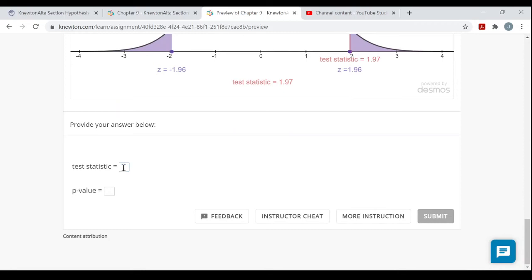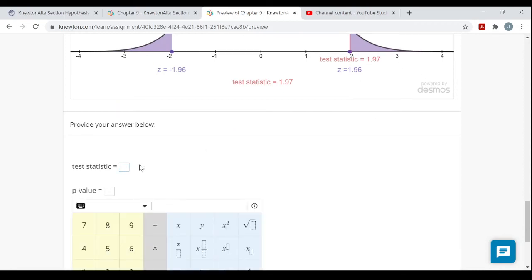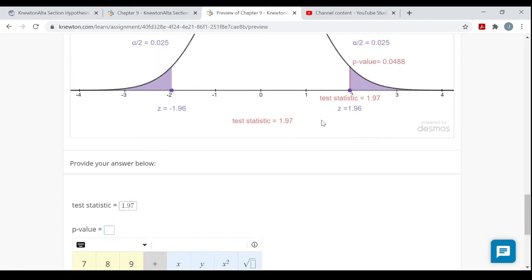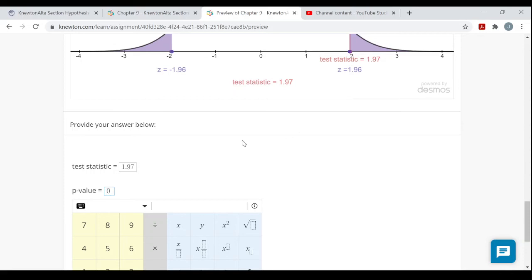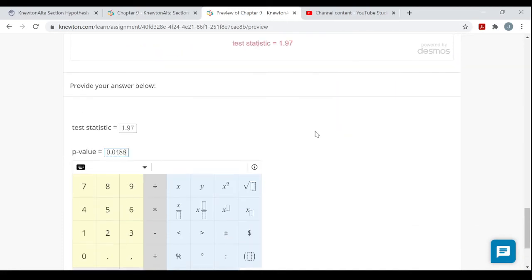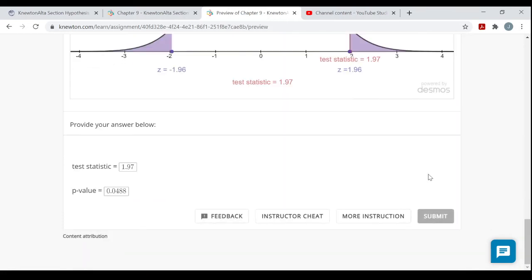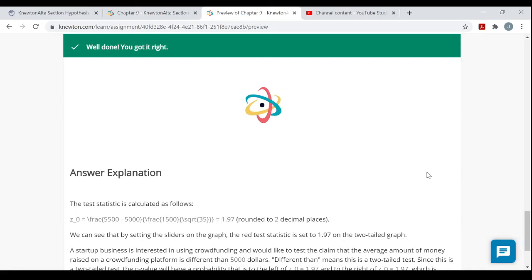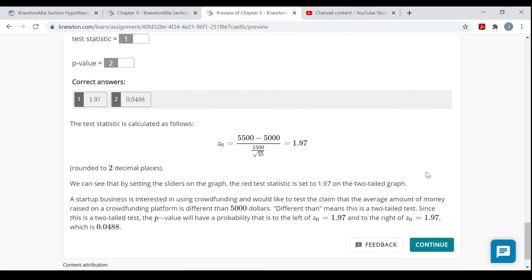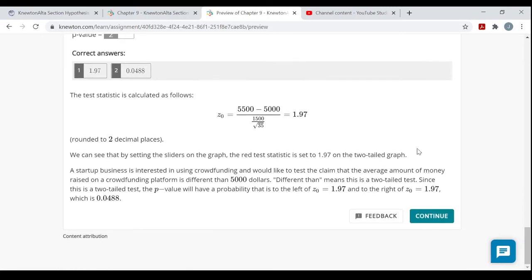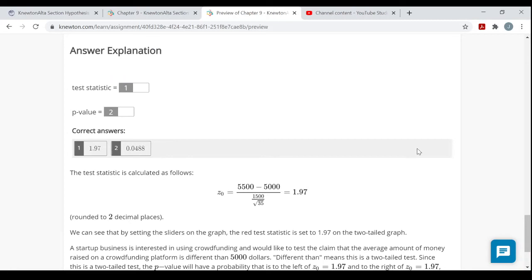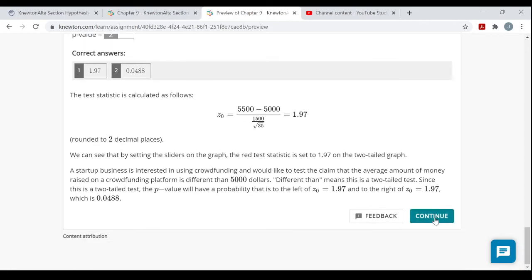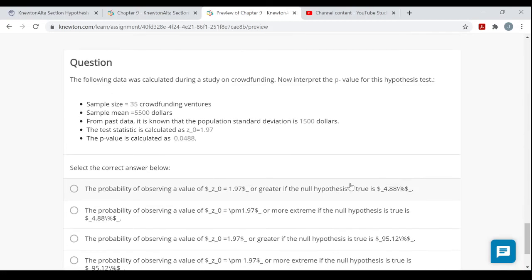All right, so they're asking us to find, well, what does this picture say as the test statistic? 1.97. What does this picture say as the p-value? 0.0488. And just fill in what the picture is telling me. Great. And then I think they're going to have us make a conclusion now, right? Do we reject? Now again, the p-value is less than or equal to alpha. So we reject the null hypothesis.